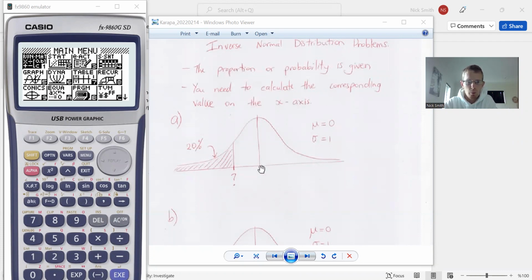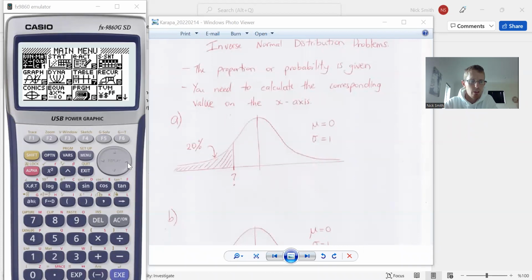So I've got a picture here where you can see along our x-axis down the bottom, we've got a question mark. We don't know what this number is. We've been told what the mean and the standard deviation are. Mean in this case is going to be 0 and the standard deviation is 1. But we are told that this area is 20%. Okay, we don't know what that number is, but we know that 20% of these things are less than that number.